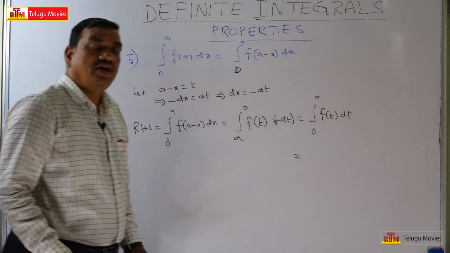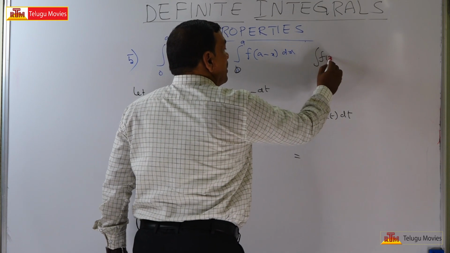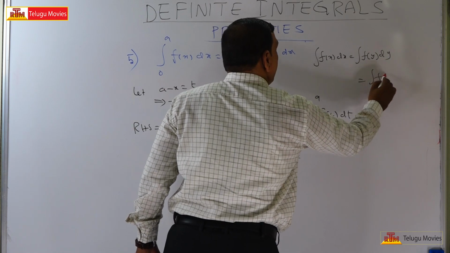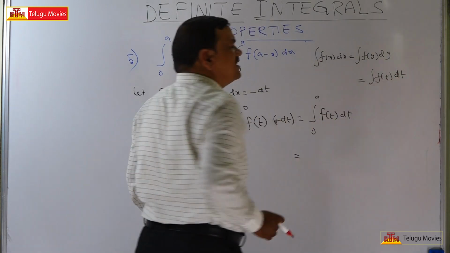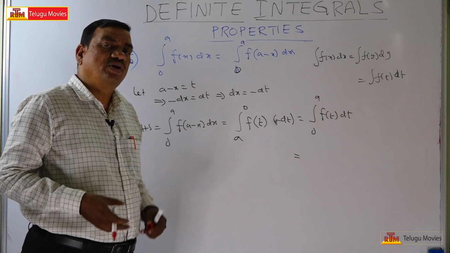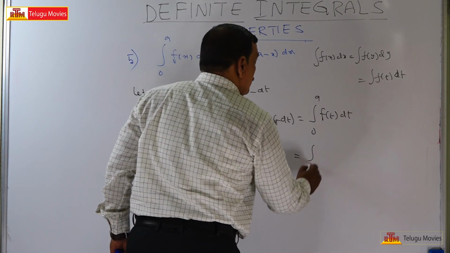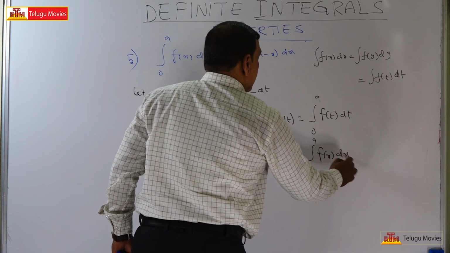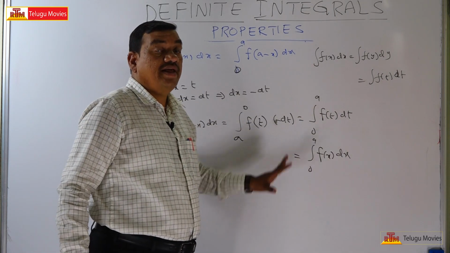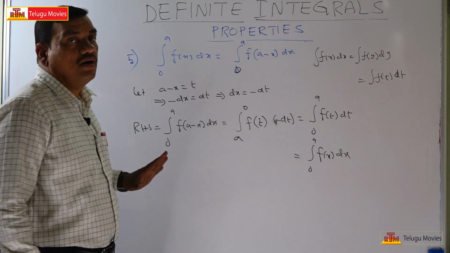If you observe, we already know this from indefinite integration: the integral of f(x) dx is the same as the integral of f(y) dy, which is the same as the integral of f(t) dt. Why? Because x, y, t, whatever it may be, are just dummy variables. We can take any variable x, y, z. So this is the same as integral 0 to a of f(x) dx. A very easy proof for this. Generally students won't learn this proof, but if you learn this proof, it will be remembered very easily.